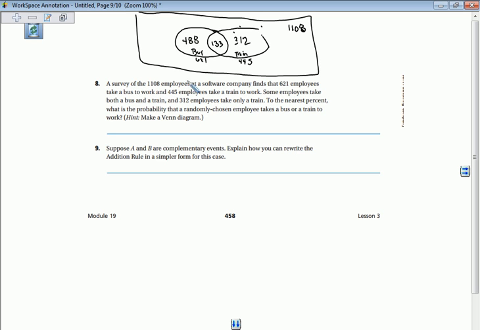Okay, so if we wanted to find the probability that we took the bus or the train, are they mutually exclusive? No, because there is overlap. They can happen at the same time. In the same trial, one person can take the bus and the train. So we would find the probability that they take the bus, plus the probability that they take the train, minus the probability that they do the bus and the train.